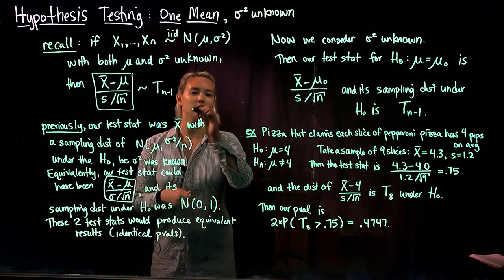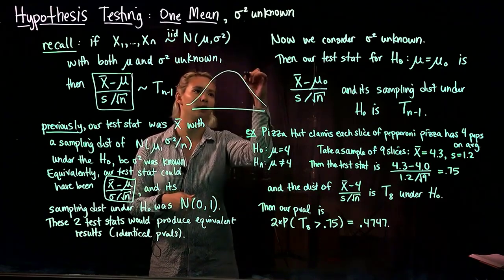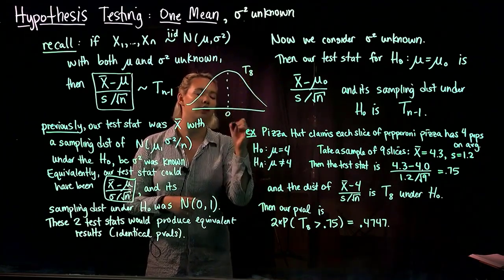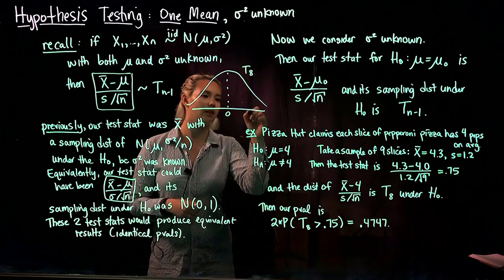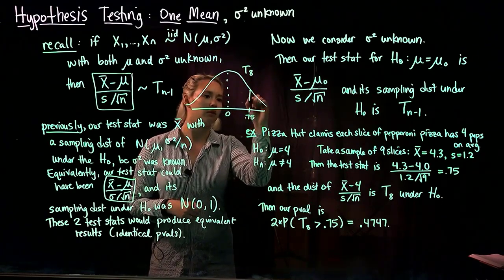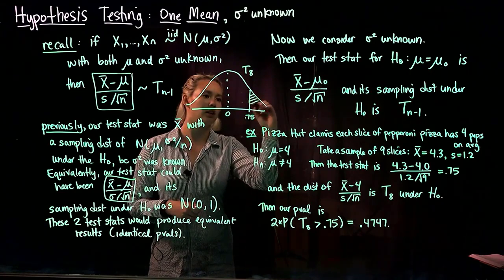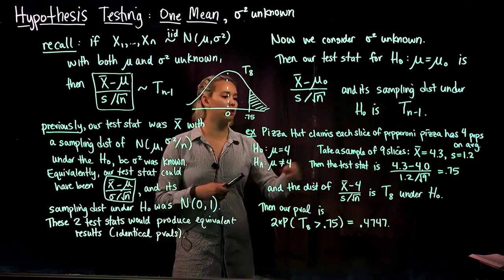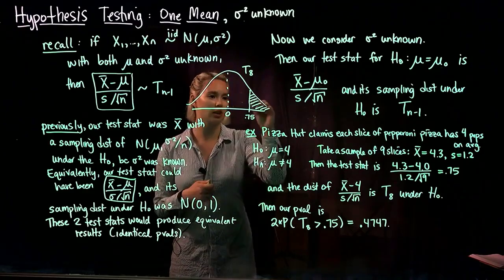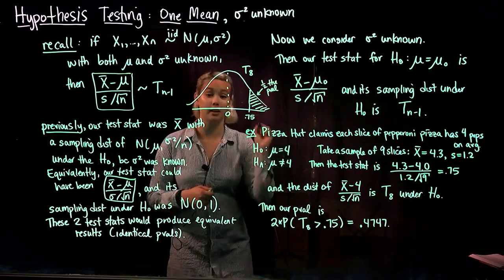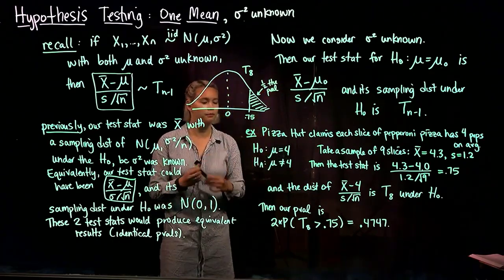All right, so let's draw out, here's our sampling distribution. It's a t-distribution with 8 degrees of freedom. This is centered at 0. And then let's draw in our test statistic, which is 0.75. All right, so we know that this shaded area here is half of our p-value, because remember we have a two-sided alternative, so that shaded area is just half our p-value. So we need to find that area, double it, and that's our p-value.